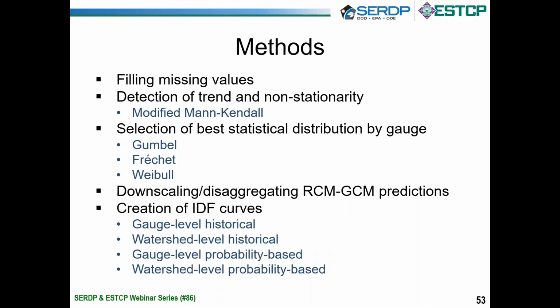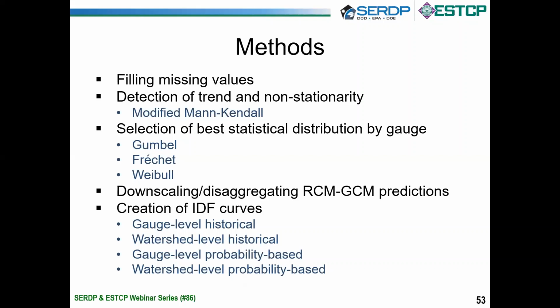So for the methods, first we need to fill missing values, because most of the stations have missing values ranging from days to months. So we need to find the best way to fill these missing values. We use various kinds of geostatistical methods to fill them. Then we need to detect the trend and non-stationarity of the precipitation. We use the modified Mann-Kendall test to detect trend, and we use the cumulative deviation method to detect non-stationarity of precipitation. For the best statistical distribution, we use 3 candidate distributions: one is the Gumbel, another is the Fréchet, and another is Weibull. These 3 methods are widely used. Based on the observed precipitation data, we select the best distribution for each of the gauges.